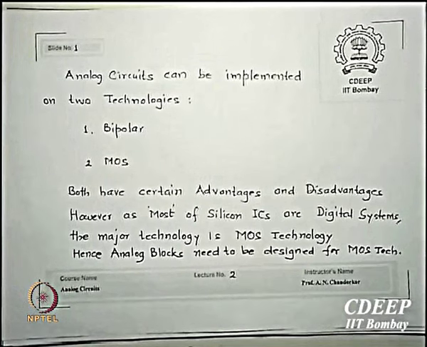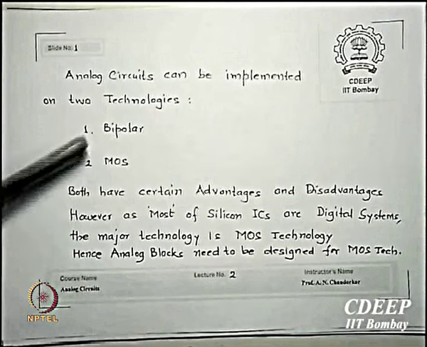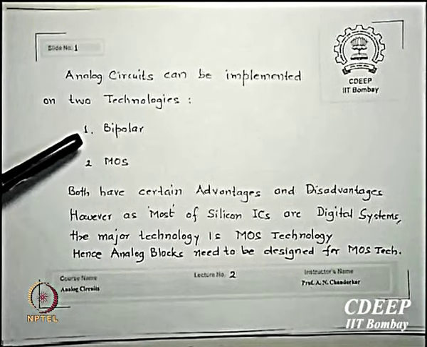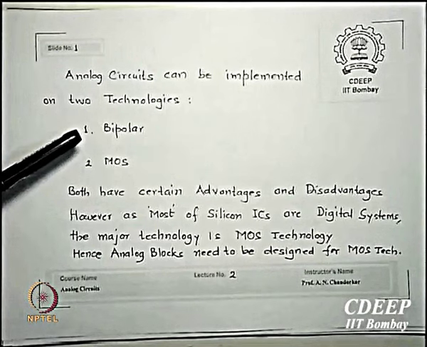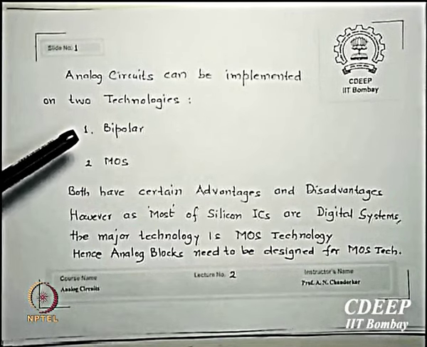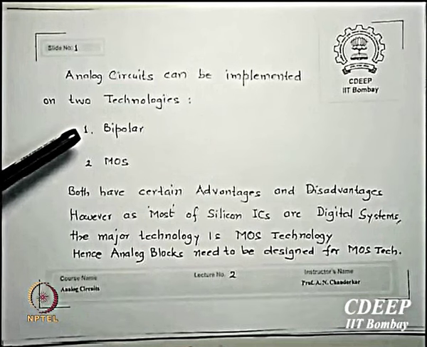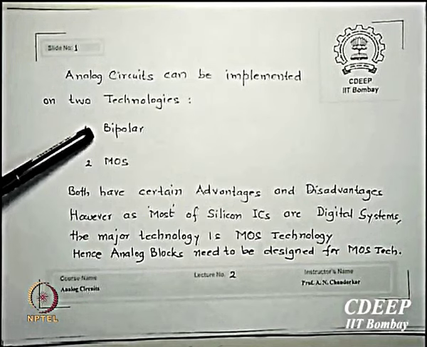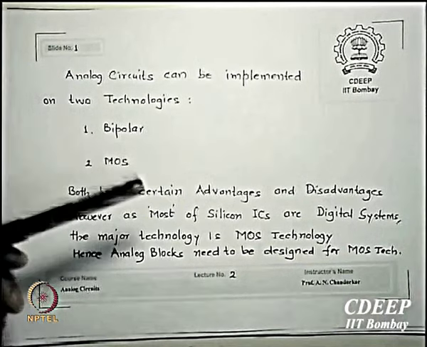Analog circuits can be implemented in 2 technologies, as I said. One, of course, is bipolar, the other is MOS. As I said earlier also, bipolar technologies are not out. There are many chips still in bipolar available in the market. Therefore, one cannot say one should not learn it. Secondly, why do I still want to do bipolars? Because of pedagogy. That's how we started.